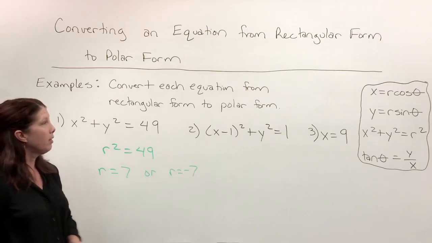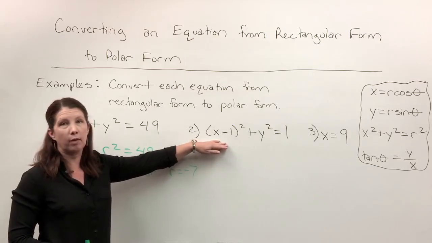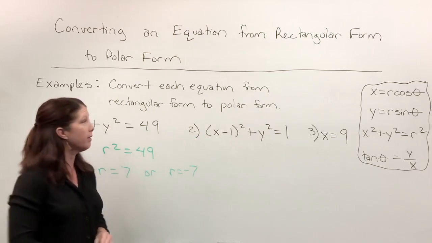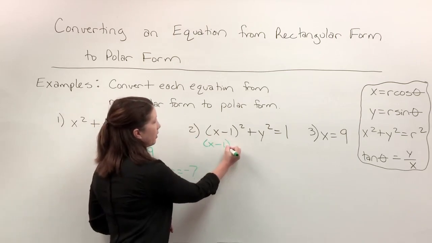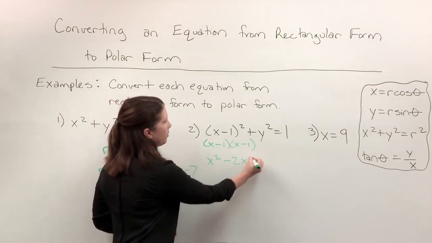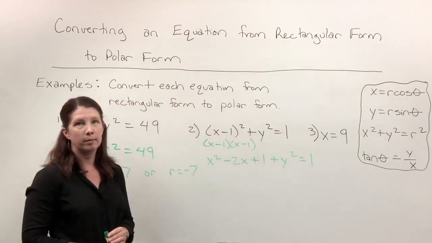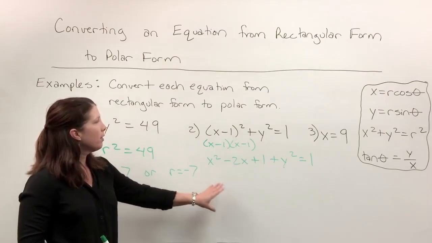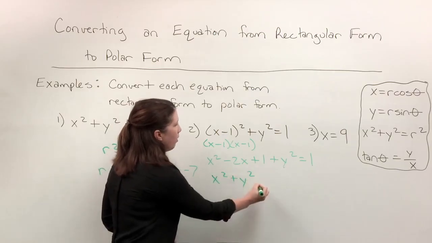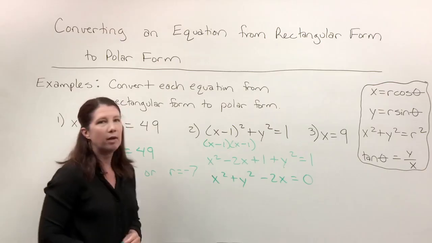In the second example, I again want to replace the x's and y's so that they're in terms of r or theta or both. To do this, I'm first going to take the x minus 1 squared and expand it by multiplying x minus 1 times x minus 1. That gives me x squared minus 2x plus 1 plus y squared equals 1. Rearranging my terms on the left-hand side, I can write x squared plus y squared minus 2x, and then if I subtract 1 from both sides, it's now equal to 0.